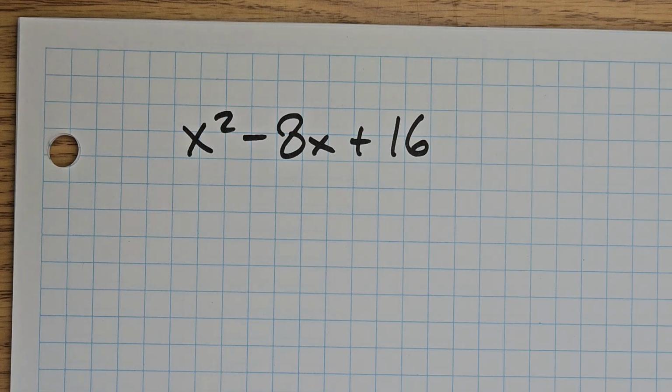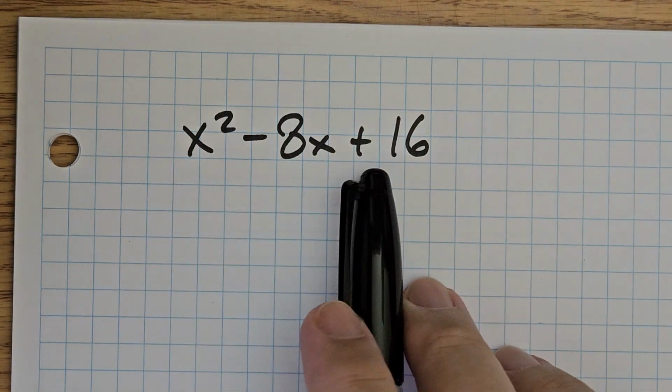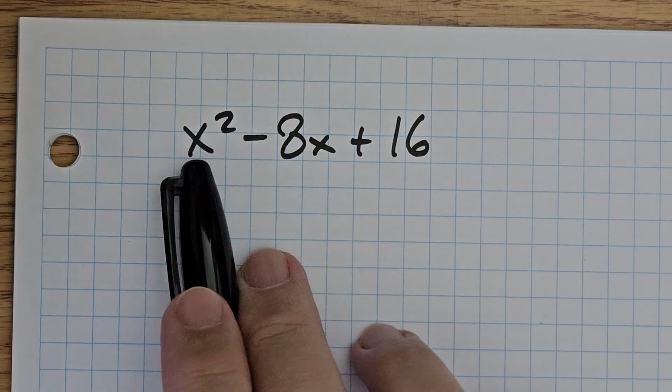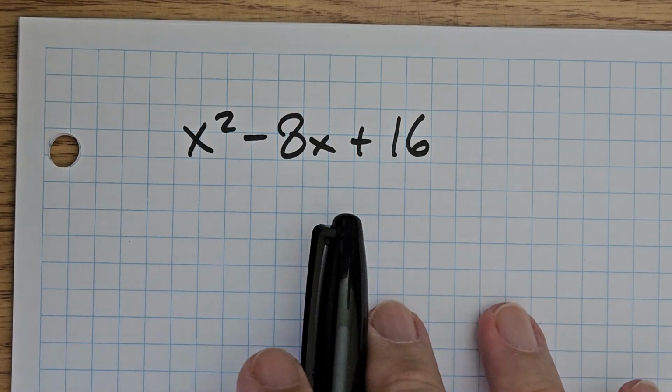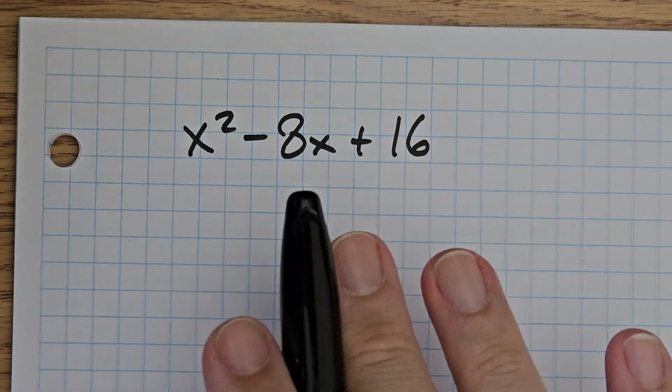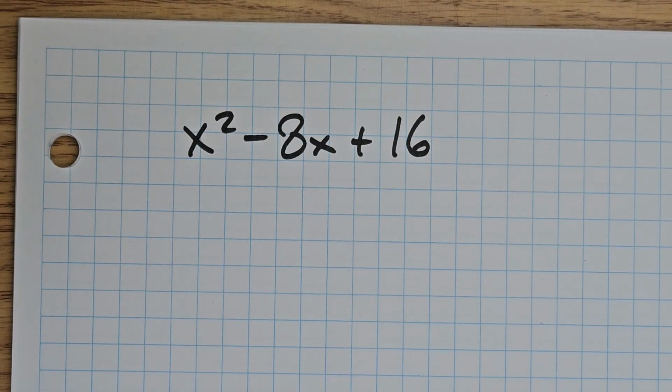Okay, here's a problem that came across my desk. Let's do some more factoring of perfect square trinomials, but this time where the middle term is negative. Now, our first and last terms pretty much have to be positive because a perfect square is going to be positive. There are some exceptions to that, but we won't go into that right now.